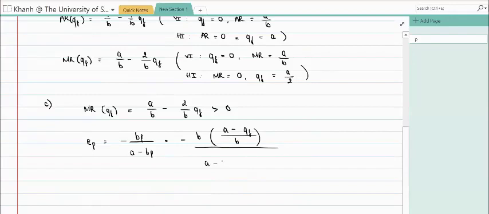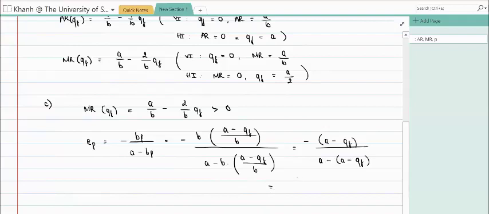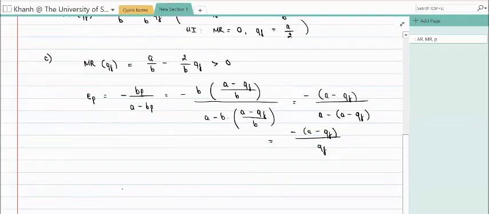So this is my inverse demand where P equals A minus Q on B, everything divided by A minus B times P, and again, it's just going to be A minus QF, everything divided by B. If I simplify this, the B in the numerator cancels with the B in the denominator. So I'm left with negative A minus QF divided by A minus A, which is 0, plus QF. This is basically negative A on QF, and negative becomes plus, so plus QF divided by QF, which is equal to plus 1.